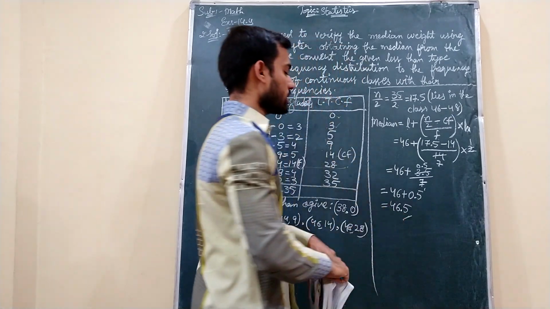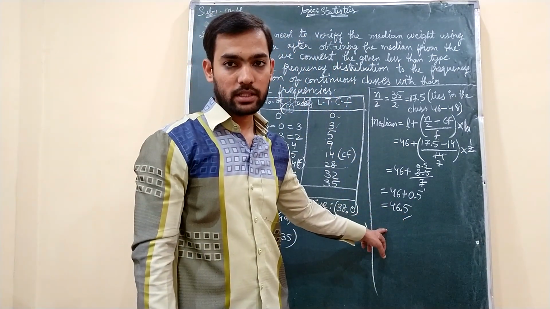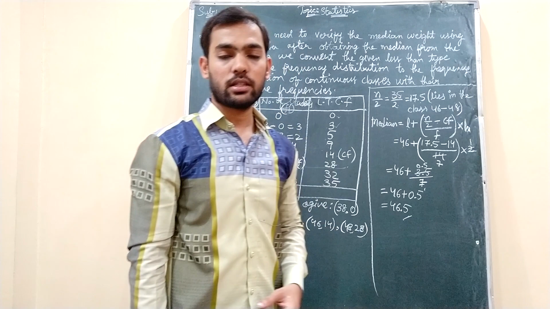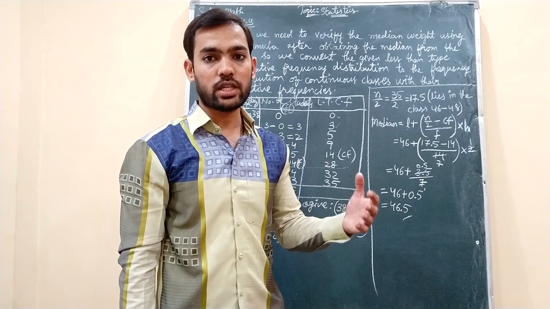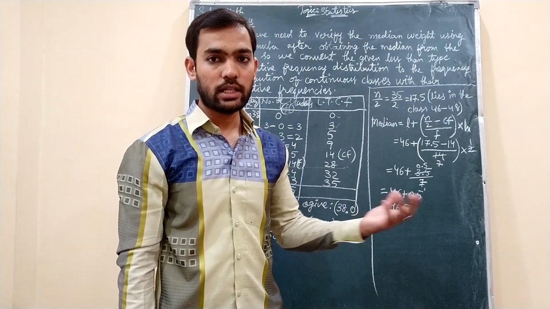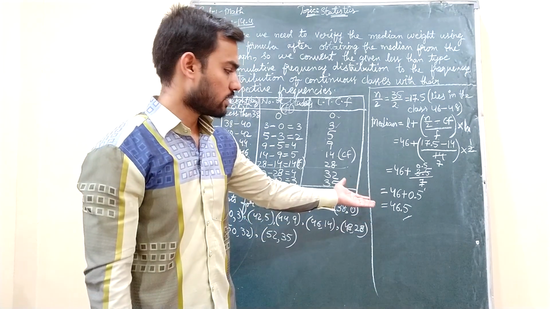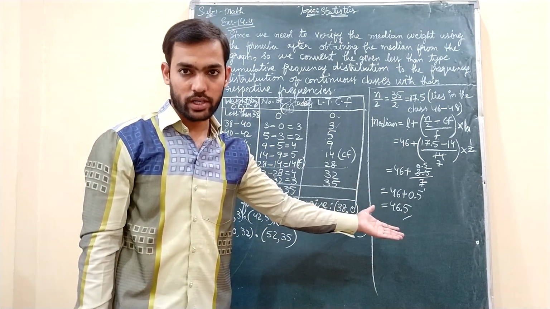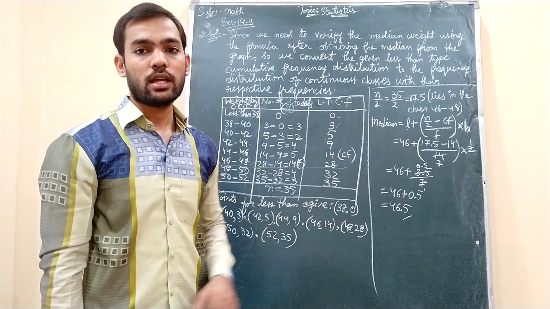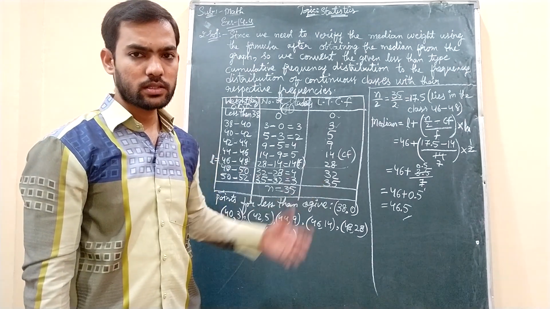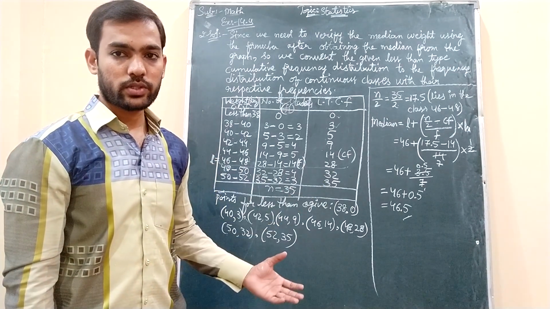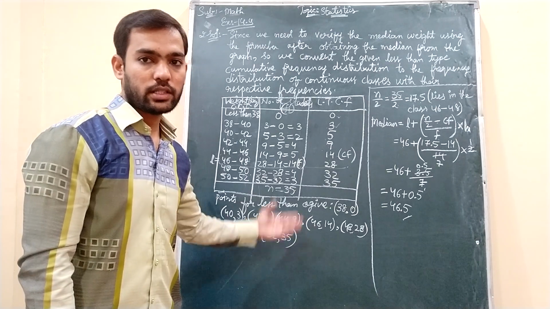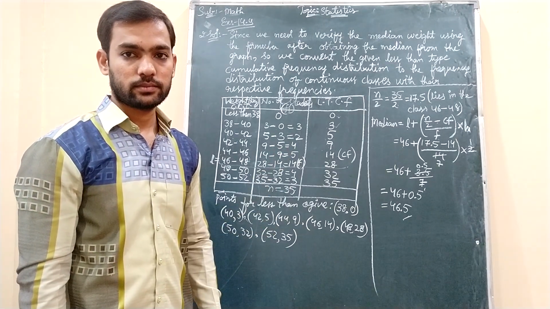Okay? This is the median that we got as per the formula. Hopefully in the graph, after drawing the ogive, when you go for finding the median, there also you will get approximately 46.5 only. Then we can say it is verified. Just note down this one. Then we will proceed to plotting these points onto the graph sheet.